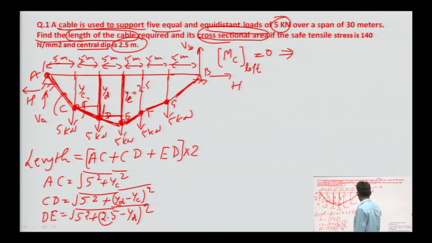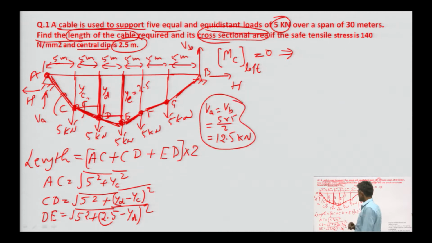The values of VA and VB will be equal. Why equal? Because it is symmetrical, and the total load coming on this is 5 loads of 5, so 5 into 5 divided by 2. So, it is 12.5 kilonewton. This is the value of the vertical reaction at support A and support B. So, here MC equal to 0 for the left part.